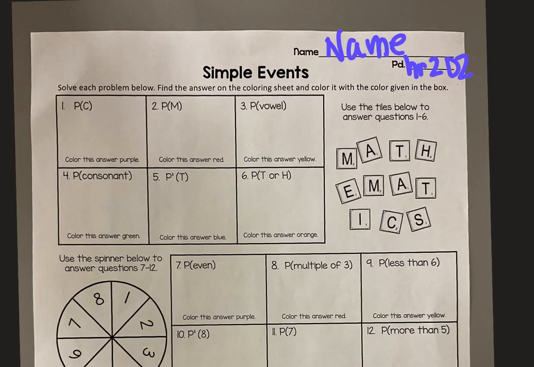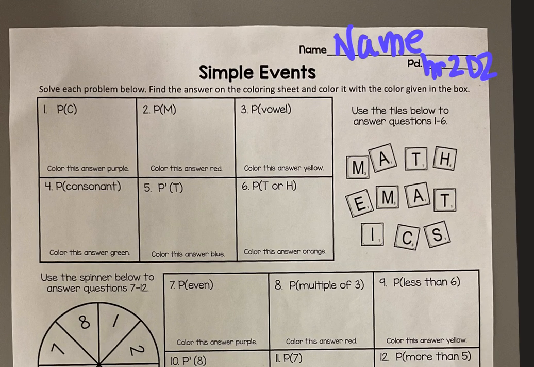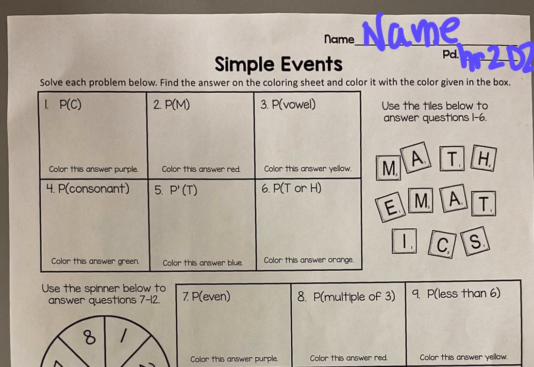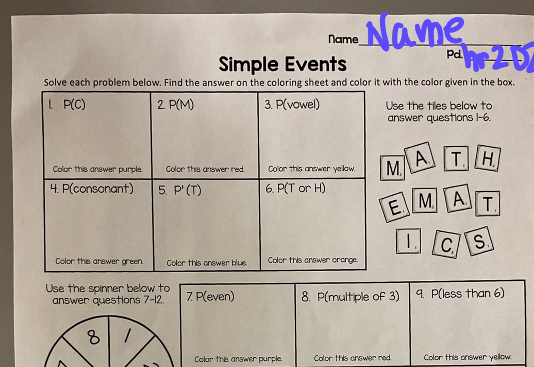All right, I'm going to do one problem out of each section just to get you started, so you hopefully won't have any questions. You need to have a calculator and a pencil handy. So the first thing that they're asking us is, it says we are going to use these tiles to answer questions 1 through 6. So these are the tiles. They look like little Scrabble tiles.